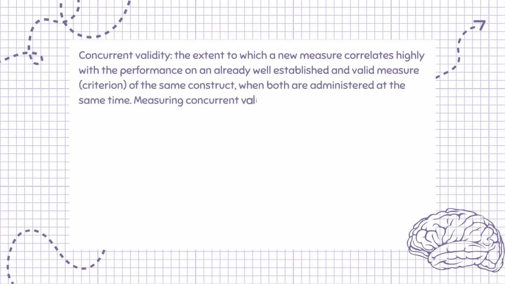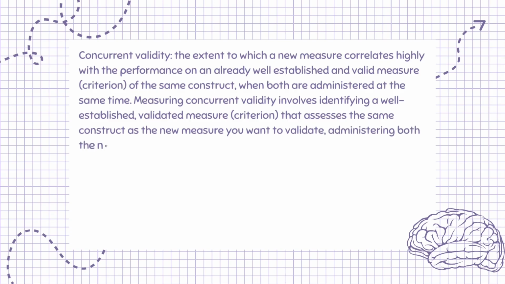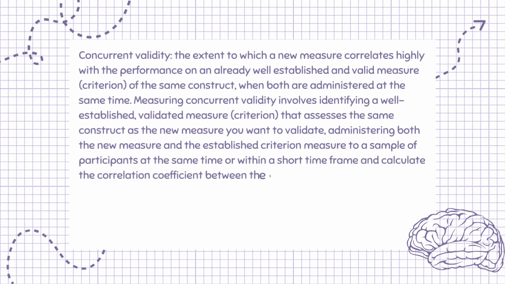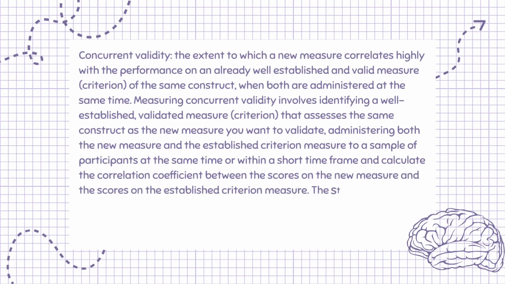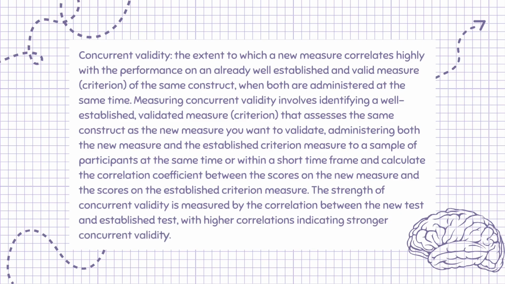Measuring concurrent validity involves identifying a well-established, validated measure, the criterion, that assesses the same construct as the new measure you want to validate, administering both the new measure and the established criterion measure to a sample of participants at the same time or within a short time frame, and calculating the correlation coefficient between the scores on the new measure and the scores on the established criterion measure. The strength of concurrent validity is measured by the correlation between the new test and established test, with higher correlations indicating stronger concurrent validity.